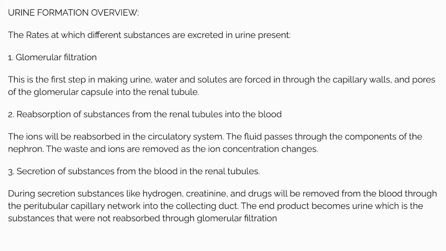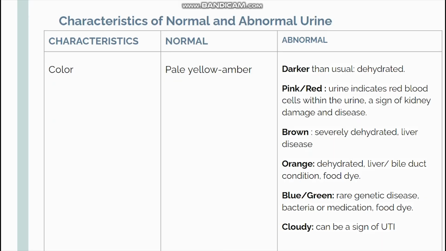Third is the secretion of substances from the blood into the renal tubules. During the secretion phase, substances like hydrogen, creatinine, and other drugs will be removed from the blood in the peritubular capillary network into the collecting duct. So the end product will be urine, which is the substance that was not reabsorbed.